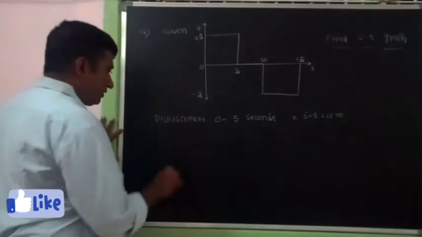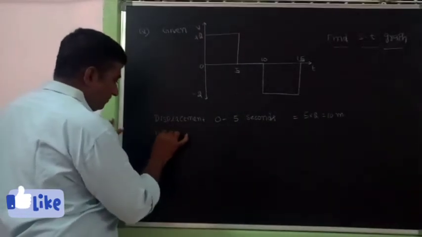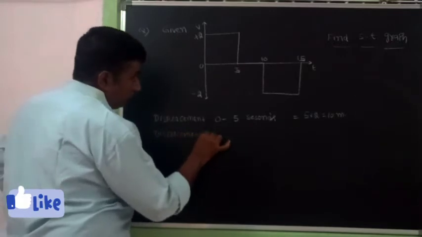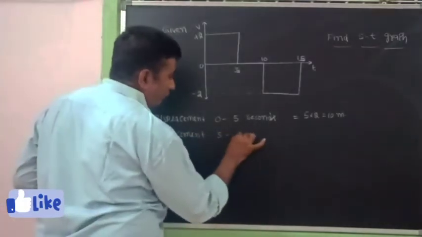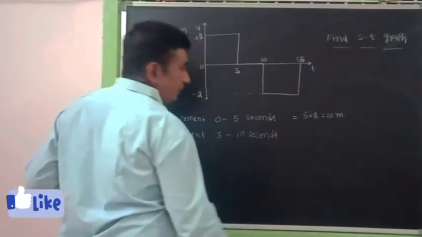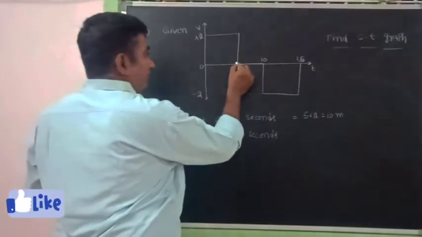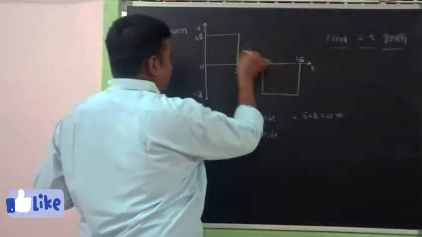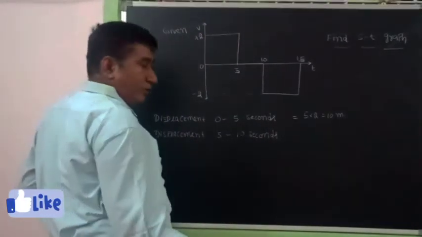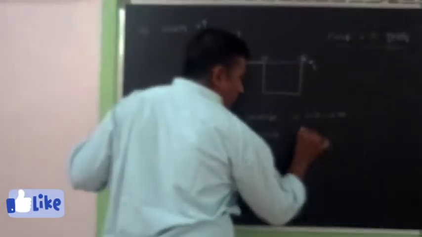Okay. So next, displacement from 5 to 10 seconds. From 5 to 10 seconds, you may get some doubt here. Time varies, but velocity is equal to 0. Whenever velocity is equal to 0, that S value will be equal to 0.